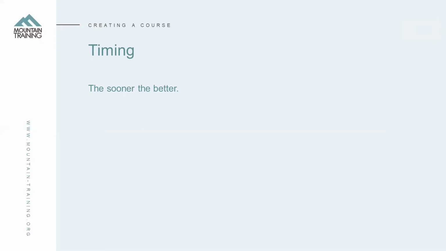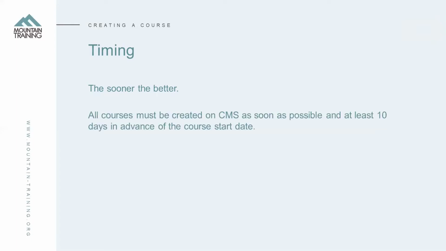The same goes for closed courses as well. The sooner they're on the system, the sooner you can contact those people, let them know the course is there and that you can get the bookings on. What we do ask is that all courses must be created on CMS as soon as possible and at least 10 days in advance of the course start date.